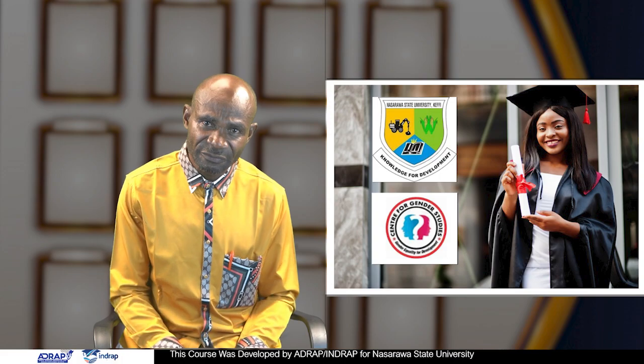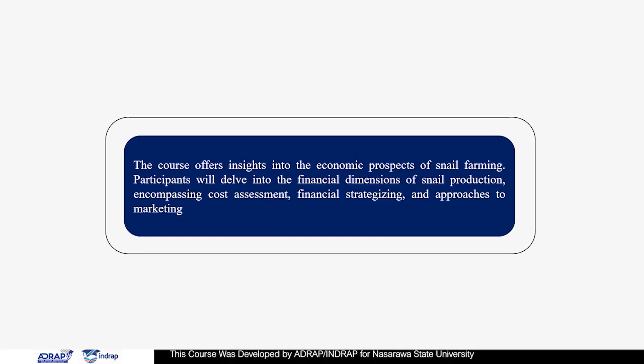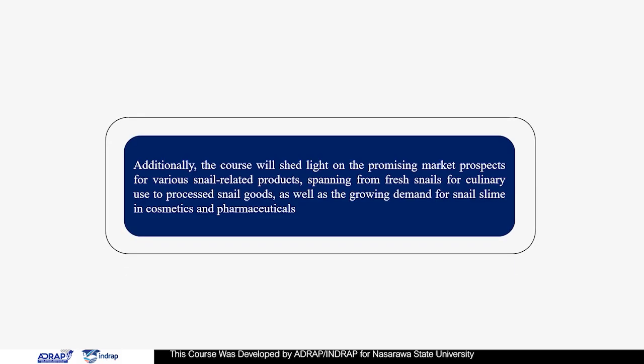Let's look at the study objective. This offers insight into the economic prospect of snail farming. We'll be expected to dive into the financial dimension of snail production, encompassing cost assessment, financial strategizing, and approaches to marketing. Additionally, we shall shed light on the promising market prospect for various snail-related products, spanning from fresh snails for culinary use to processed snail goods, as well as the growing demand for snail slime in cosmetics and pharmaceuticals.